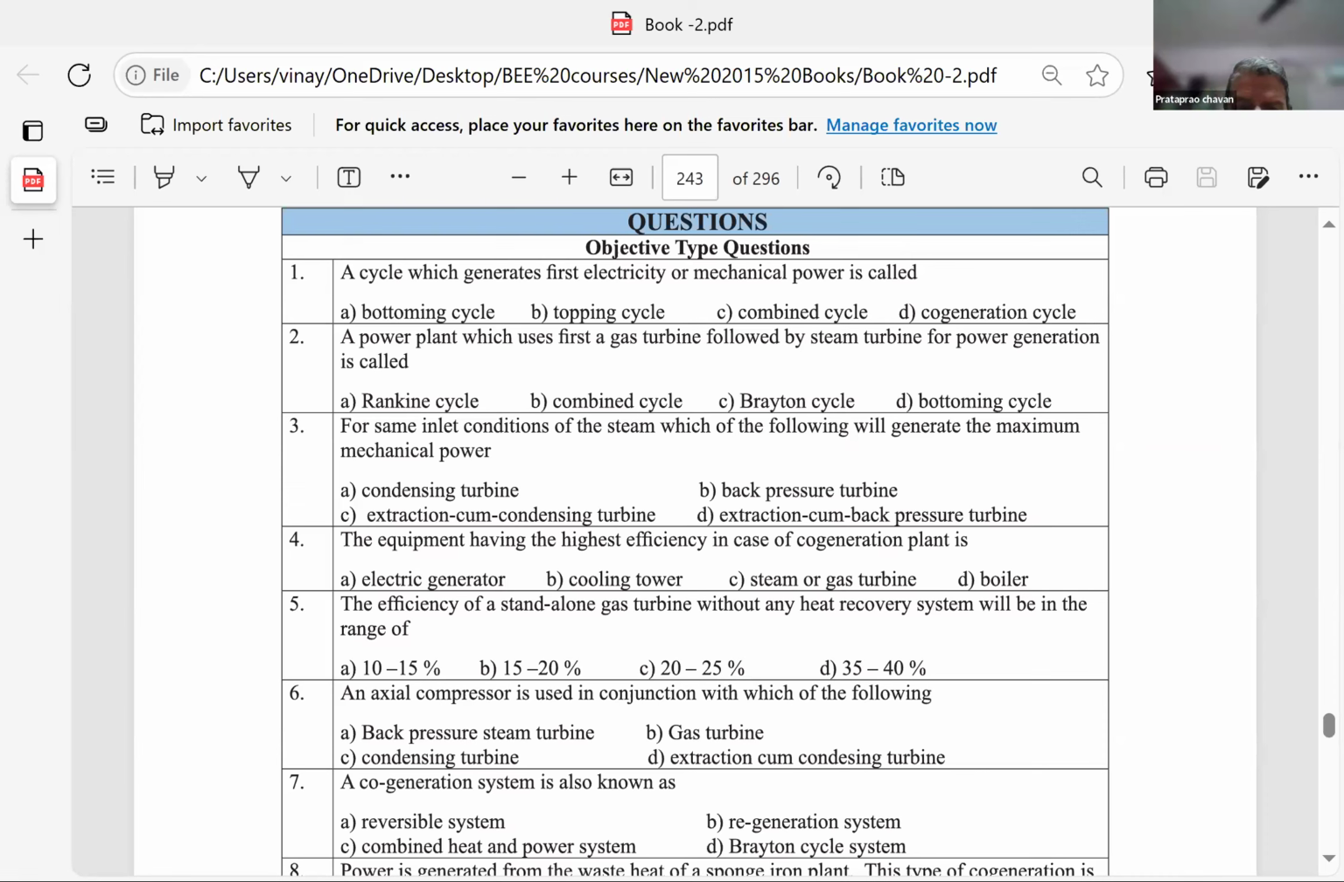The efficiency of a standalone gas turbine without any heat recovery system will be in the range of, there is no recovery directly.